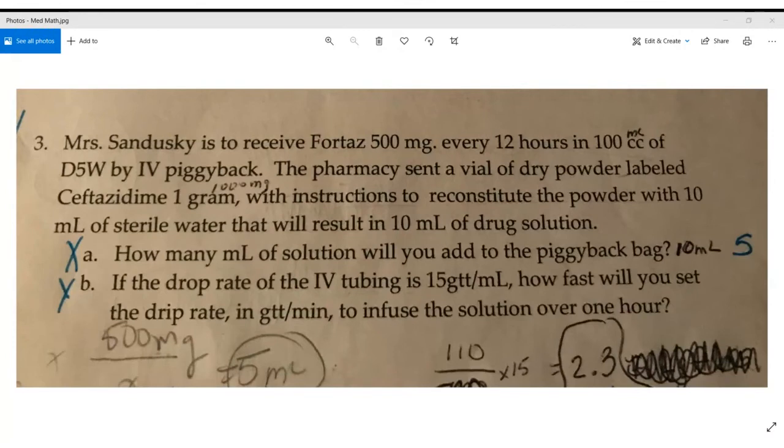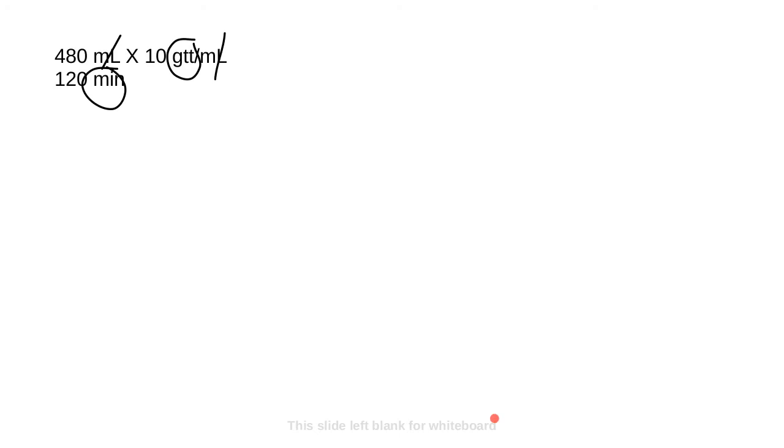You're giving them 5. Now, if the drop rate of the IV tubing is 15 GTT per ml, how fast am I going to set my pump for? Well, what's my total volume? Well, I had to add that 5 milliliters to my 100 ml of D5W. So my total volume that I have hanging in my bag is not 100 milliliters, it's 105 milliliters. And so my total volume in my GTT per minute formula is going to be 105. So I'm going to pull up my screen right here. We'll hit to a new slide and we will solve this together.